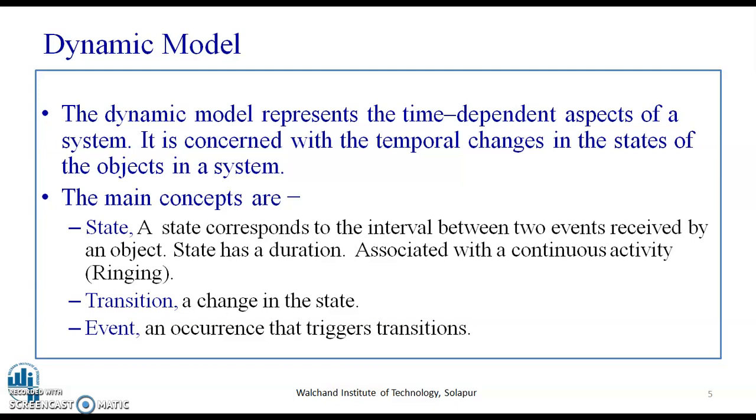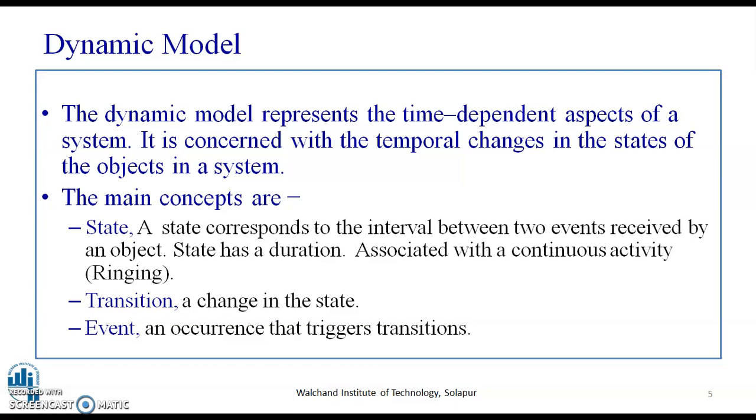So what is a dynamic model? The dynamic model represents the time-dependent aspect of a system. The dynamic model is concerned with the temporal changes in the states of the object. It means that the object model gives us a static view, whereas the dynamic model gives us the dynamic view with respect to time. The main concepts involved in dynamic model are the states, the transition and the event. So let us explore one by one.